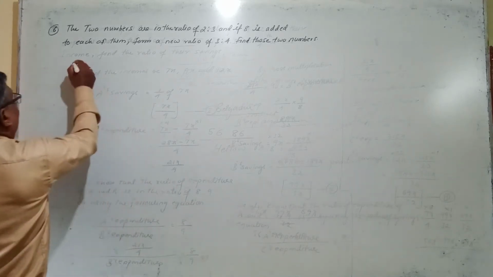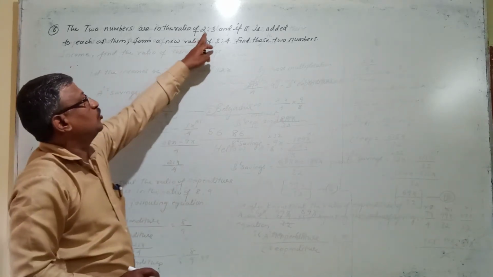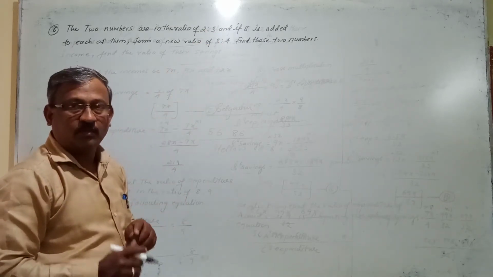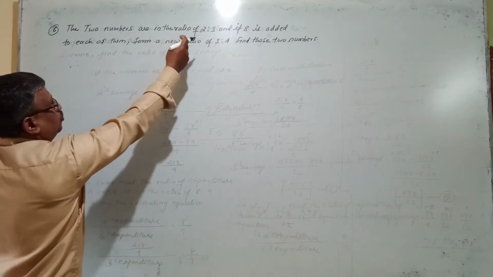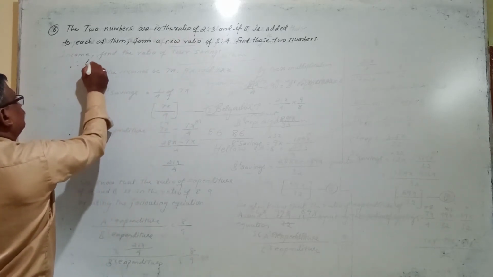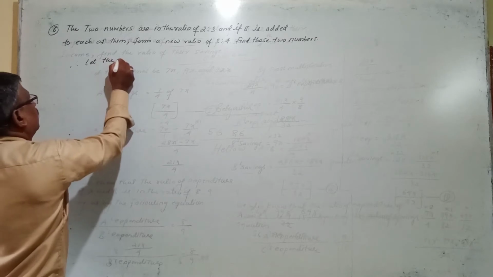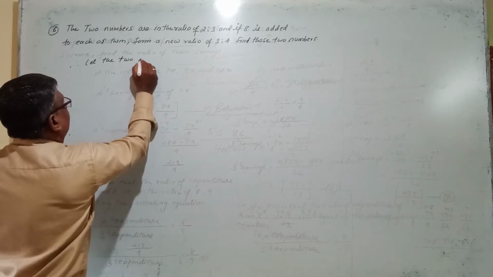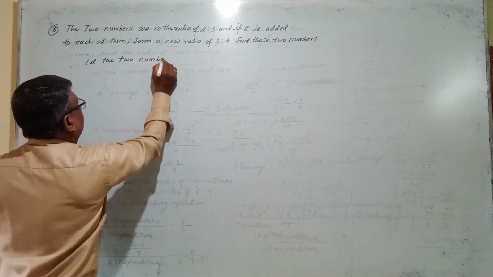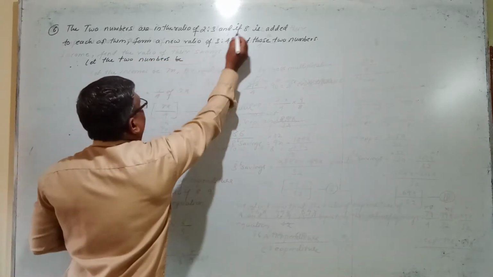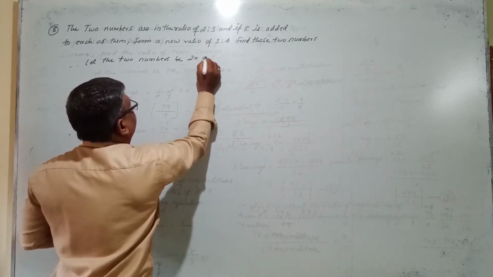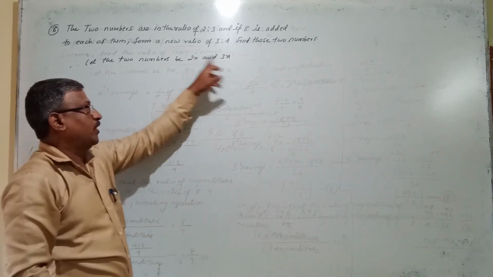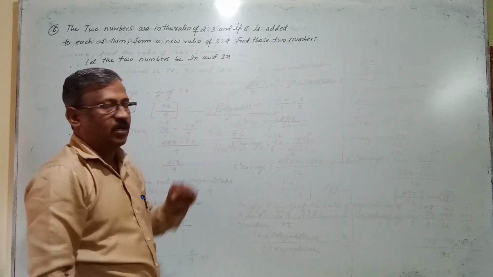So first, you assume those two numbers. Those two numbers are in the ratio of 2:3. The ratio is known, so I can easily assume the numbers as 2x and 3x. Let the two numbers be 2x and 3x. First number is 2x, the second number is 3x.